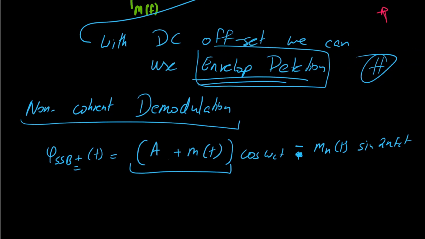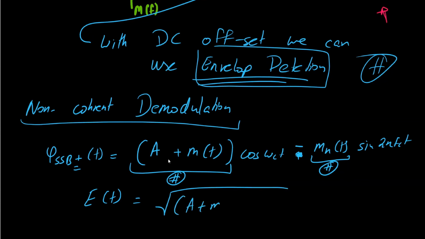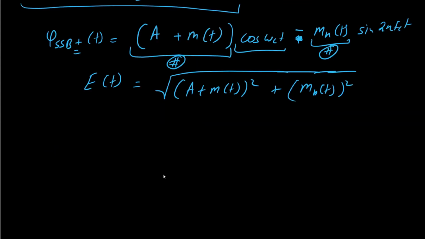And what is that envelope detection? We have to find the envelope of this signal. We would take the square of this part, and then we'll take the square of this part, and then we would do the square root. So we would have (A plus m of t) whole square plus (m_h of t) whole square, and that is basically the envelope. The in phase and the quadrature phase coefficients squared, under root, gives us the envelope E of t.